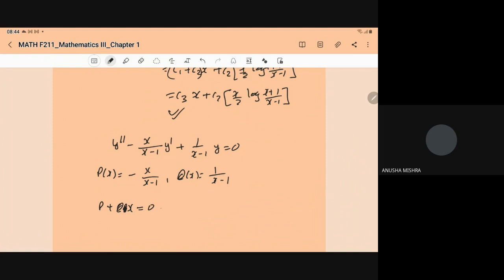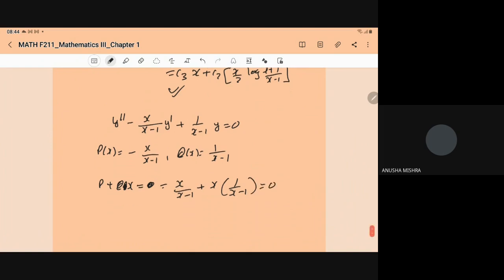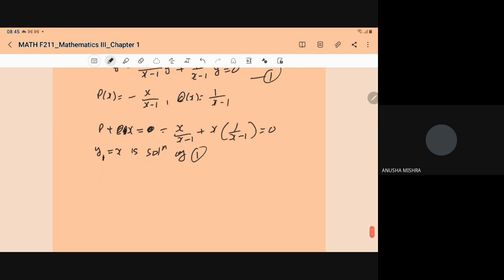x upon x minus 1 plus x into 1 upon x minus 1, that is 0. So this implies y is equal to x is a solution of the first. Let this be y1, the known solution. So the second linearly independent solution by section 16.